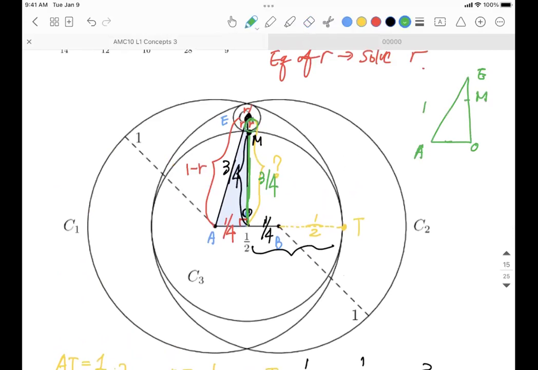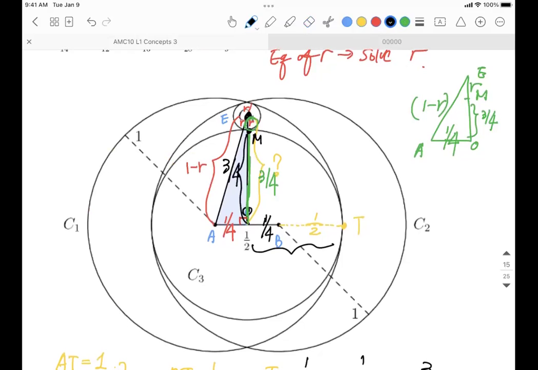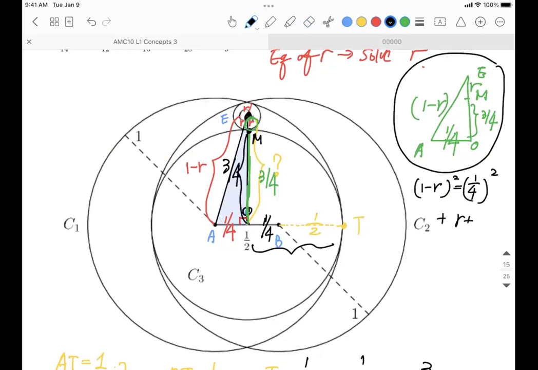Okay, this guy is 1 minus R. This guy is 3 over 4. This guy's R. This guy is 1 over 4. So you would definitely use the Pythagorean theorem in this part, and you can find an equation. The equation is 1 minus R, squared, which is the hypotenuse, equals 1 over 4 squared plus R plus 3 over 4 squared. Right? This is the Pythagorean relationship between the three sides within this triangle.